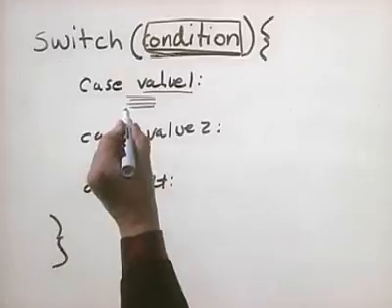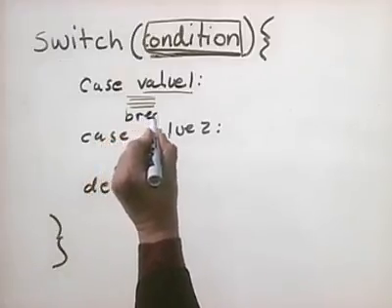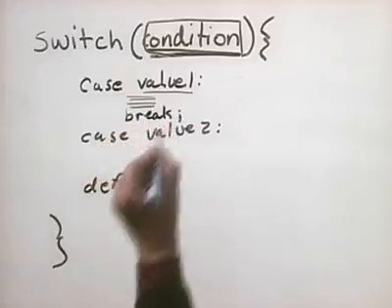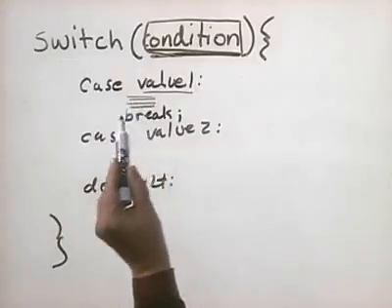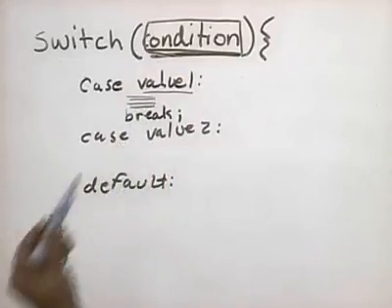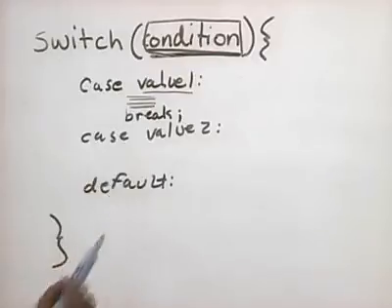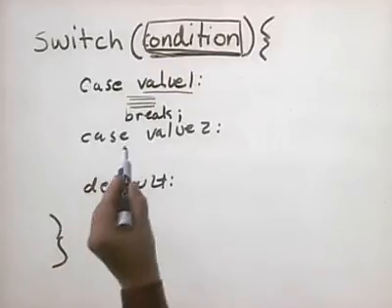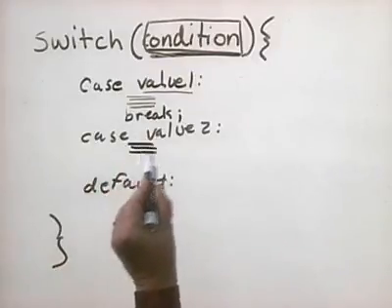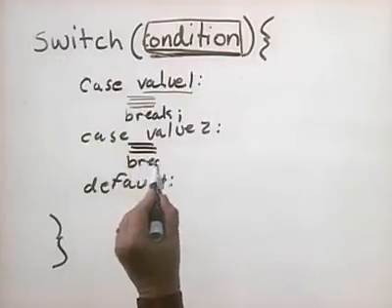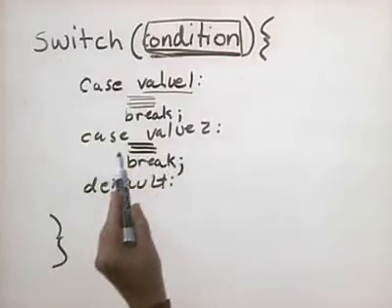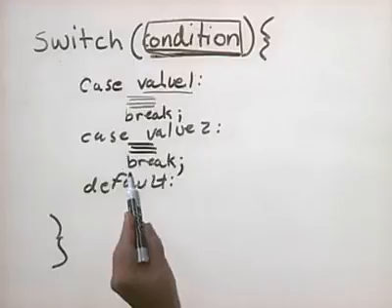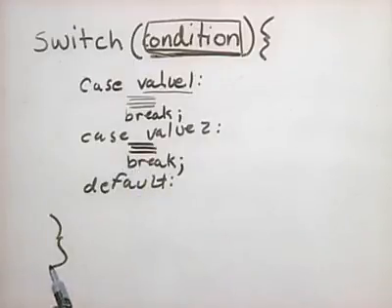Now don't forget that if the value is value 1, you'll want to execute the code in here, but you'll also want to break so that you don't fall through to the other cases. If the value evaluates to value 2, then you'll execute the code inside that case and you'll break again.